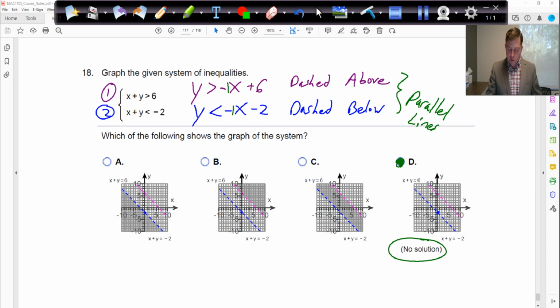This one would have been below purple and above blue. That's the opposite of what we have. This one would have been above both. This one would have been below both. And then this one's the only option that works. There is no solution.